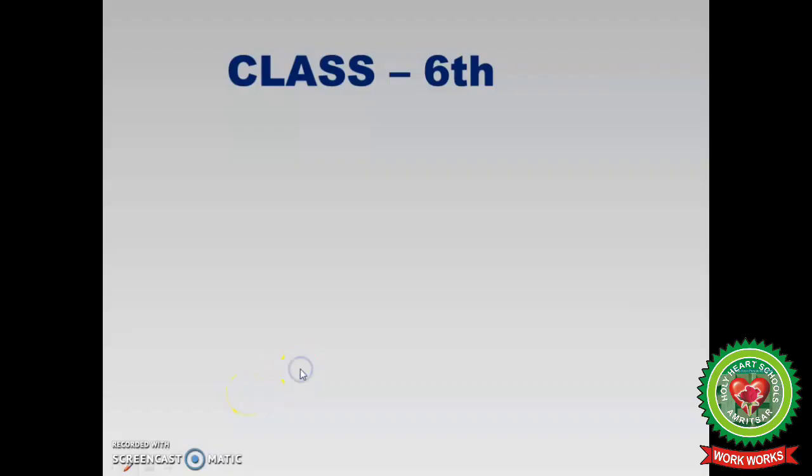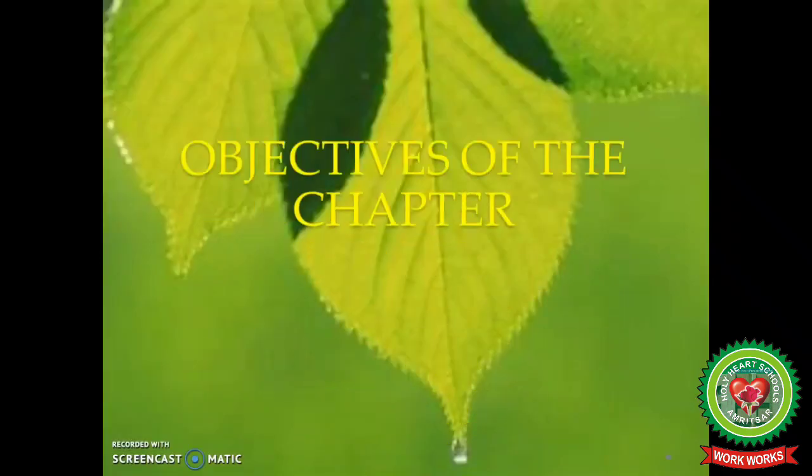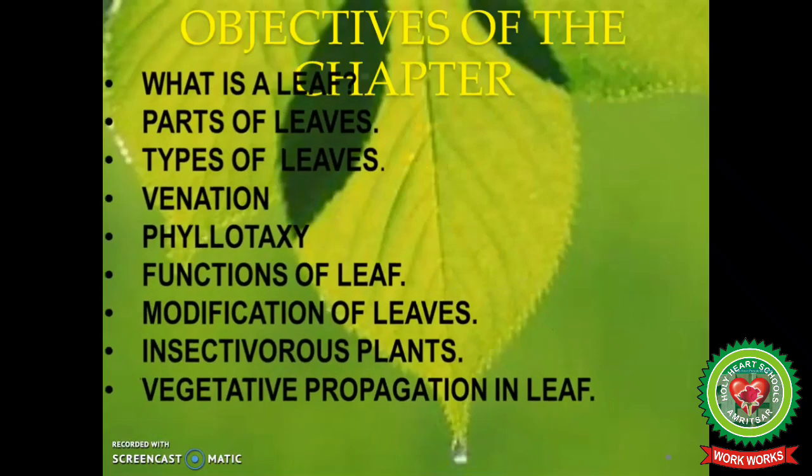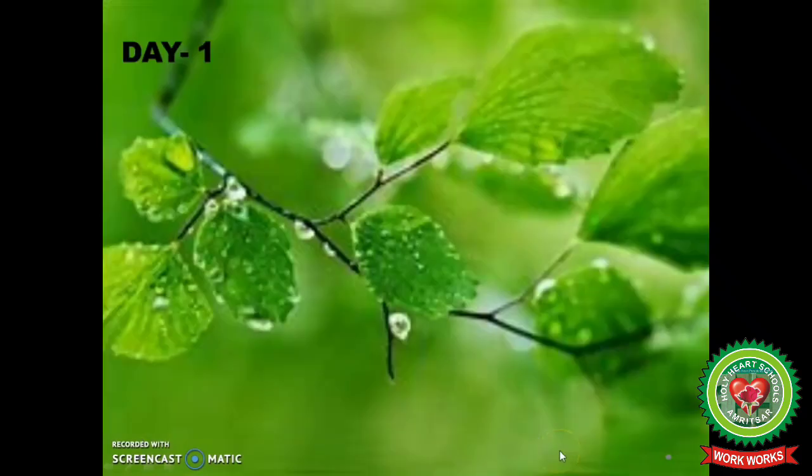Today we are going to start chapter first, the leaf. Objectives of the chapter. These are: what is a leaf, parts of leaves, types of leaves, venation, phyllotaxy, functions of leaf, modification of leaves, insectivorous plants, and vegetative propagation in leaf.